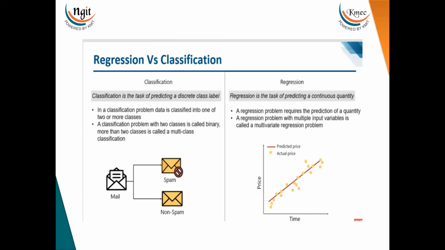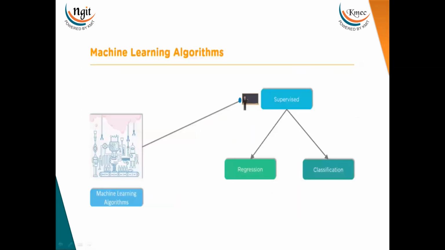The other type of problem is called regression. In regression, we are trying to predict a quantity. Suppose I ask what is the size of a house. If this is the size of the house, what will be the price of the house? Or what is the value of the stock market today, and how will it change tomorrow? Wherever I am trying to predict the quantity of something, regression comes into the picture. So this is the basic difference between classification and regression.